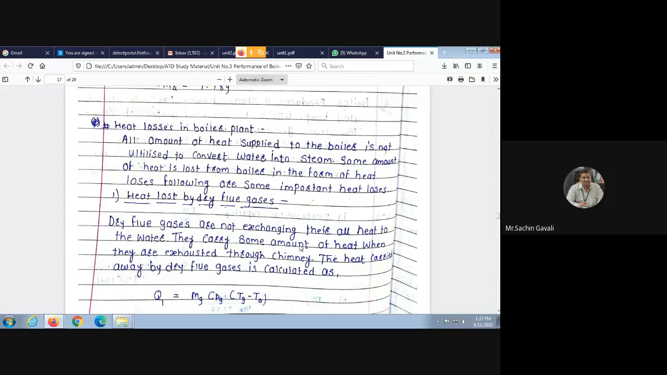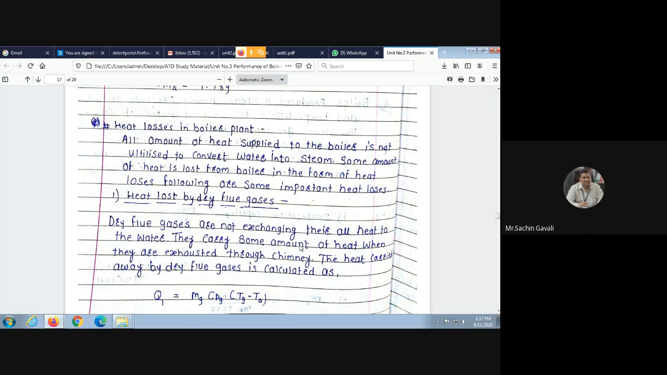Heat losses in the boiler. Heat supplied to the boiler is not fully utilized to convert water into steam. Some amount of heat is always going out in the form of losses from the boiler. Various heat losses occur in the boiler plant, which are mentioned below. First loss, you tell.